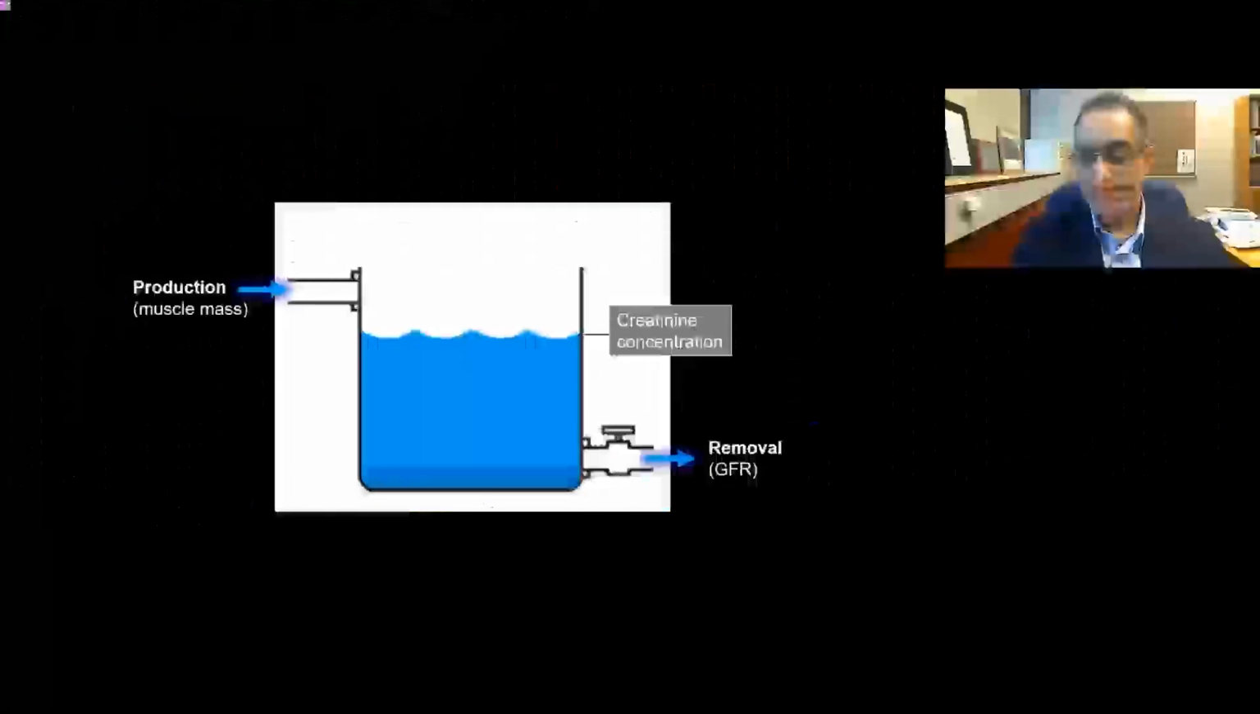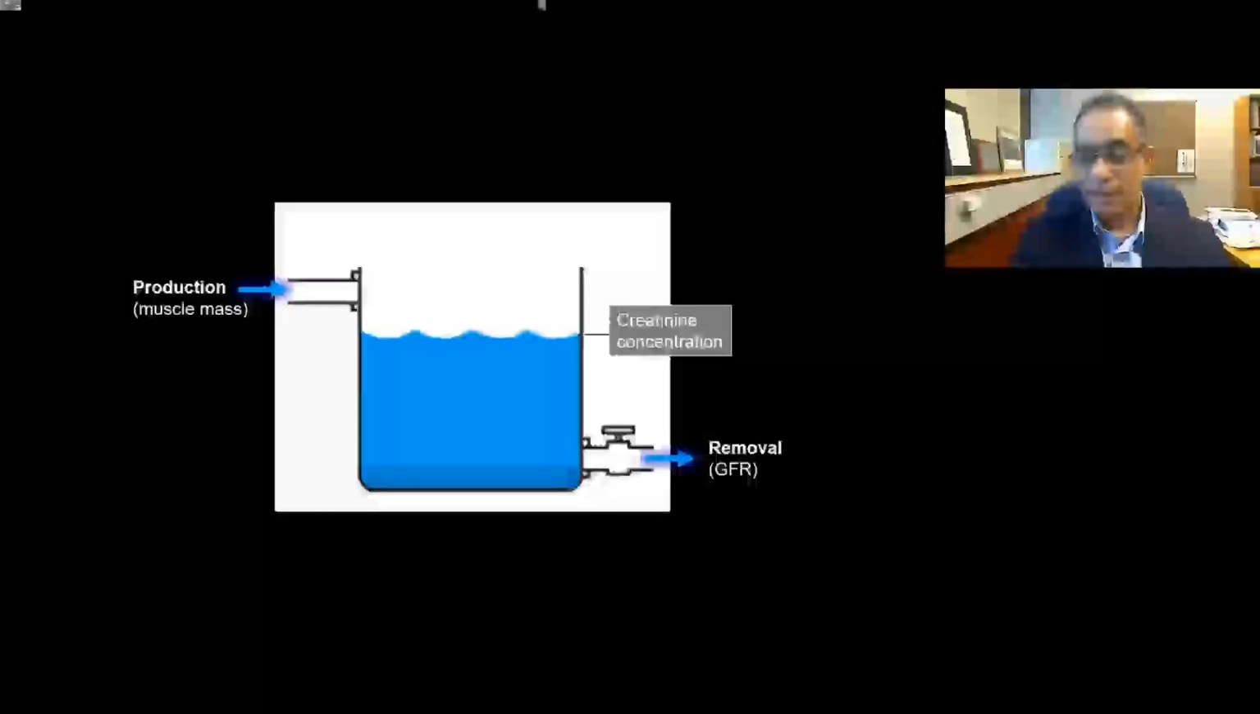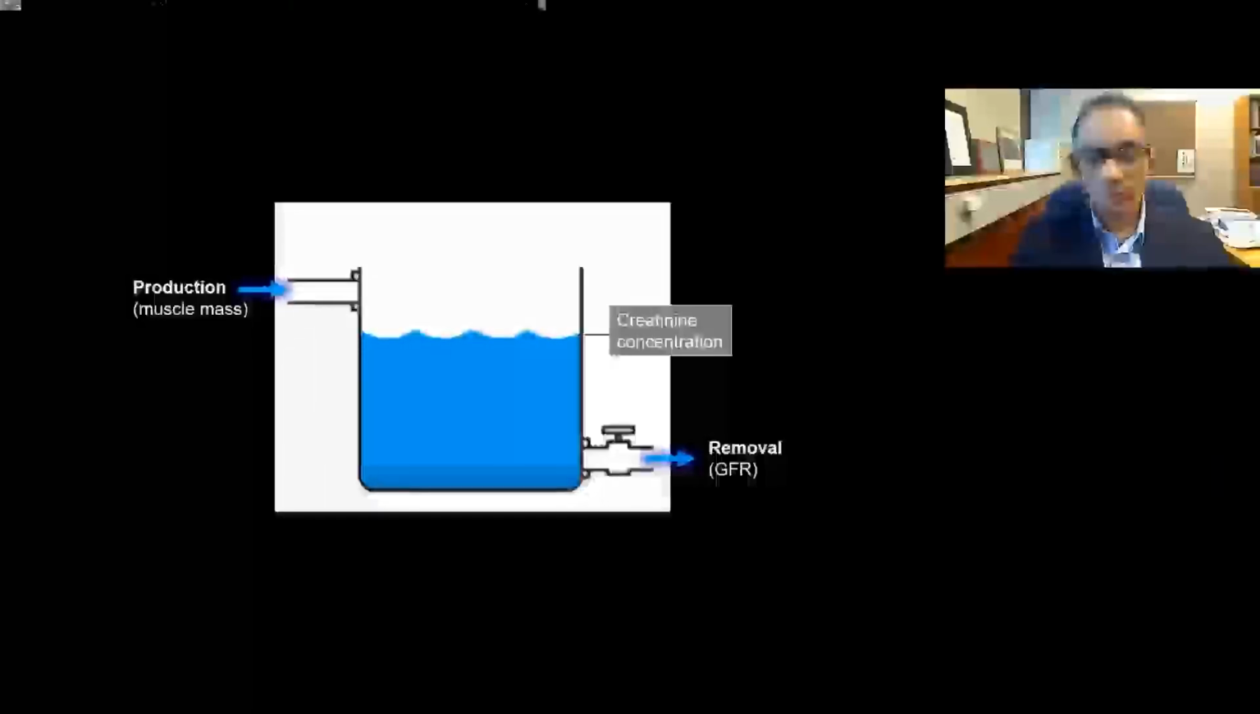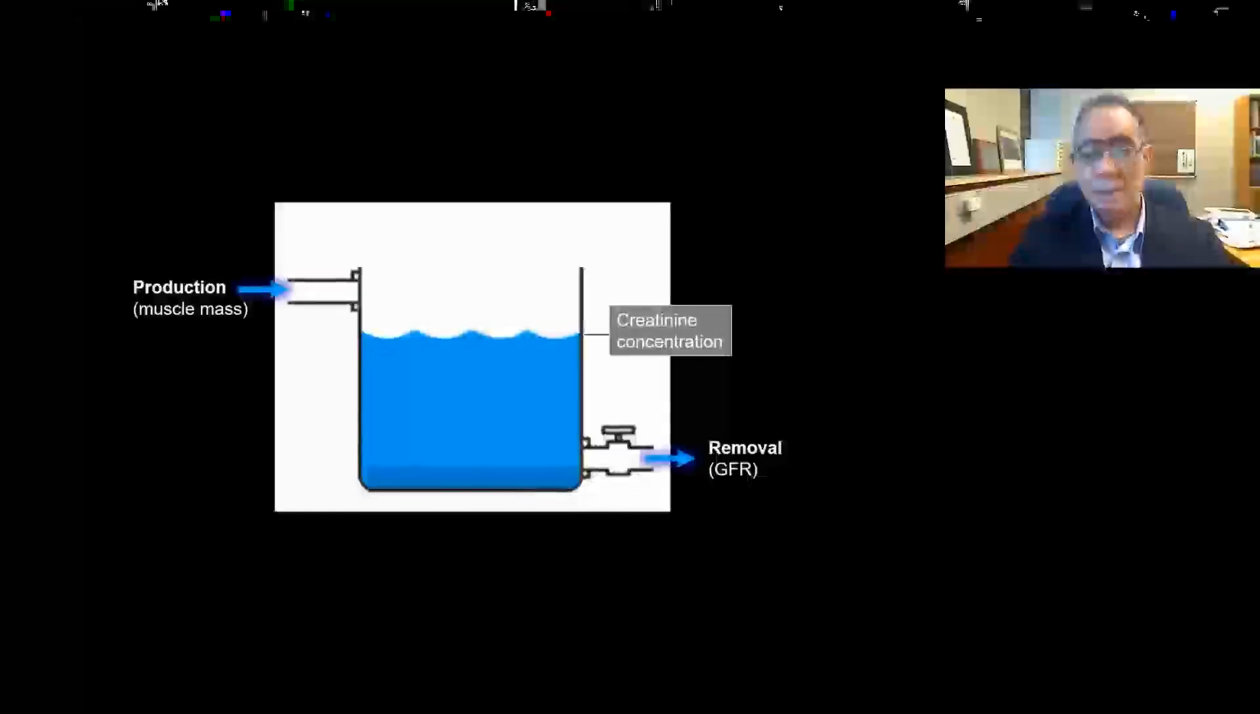And if we can know the values of two of these variables, the creatinine concentration, which is easily measured, and the production, which we estimate based on the muscle mass using factors such as age and sex, we can then calculate the third variable, in other words, the GFR.